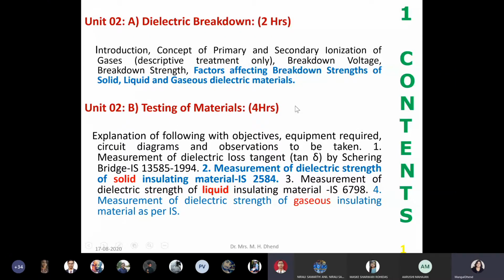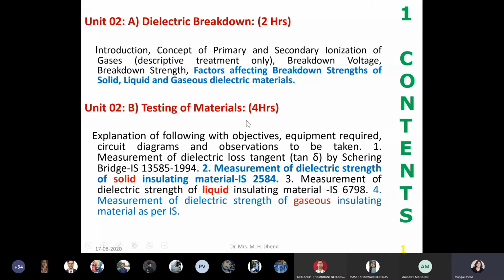Yes, ma'am. Now we can read. So content 2A is dielectric breakdown. In that we will learn the introduction, the concept of primary and secondary ionization of gases, and then factors affecting breakdown strength of solid, liquid, and gases. Now, I have already discussed breakdown voltage and breakdown strength. Again we will discuss these two definitions when we learn testing. And I will start with testing first and then we will see these descriptive theories again.